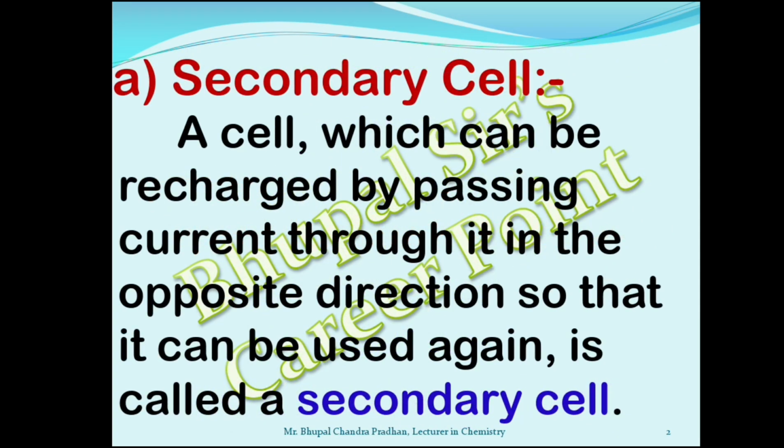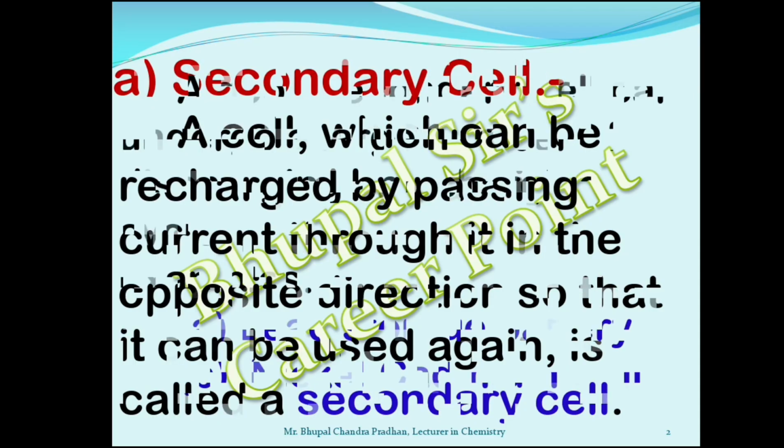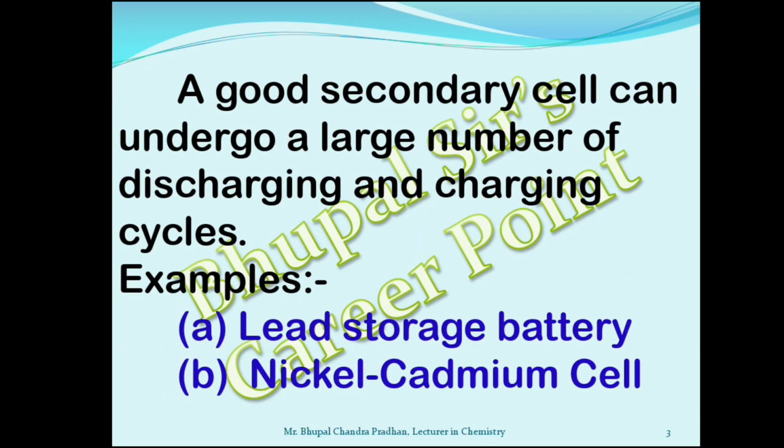First of all, what is a secondary cell? A cell which can be recharged by passing current through it in the opposite direction so that it can be used again is called a secondary cell. Primary cell we use only once, after that it cannot be used, but a secondary cell can be recharged and can be used again. A good secondary cell can undergo a large number of discharging and charging cycles.